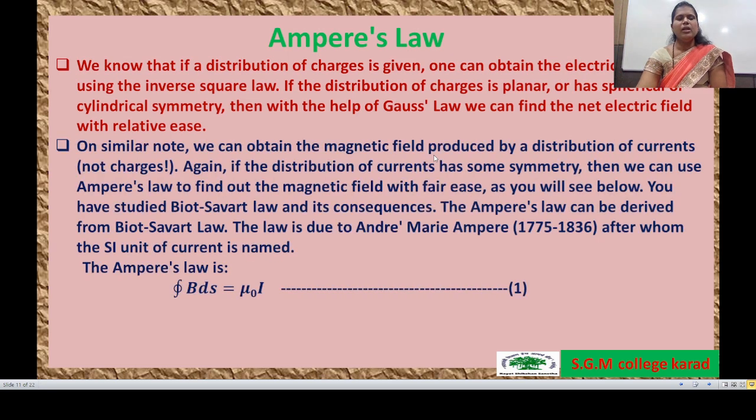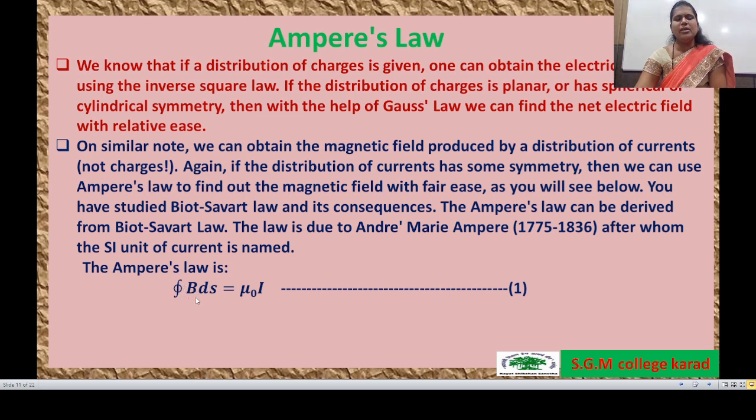Now see here, similarly for the magnetic field produced by a distribution of currents, Ampere's law is used. For a distribution of currents, Ampere's law finds the magnetic field. We have studied Biot-Savart's law, and Ampere's law can be derived from Biot-Savart's law. This law is due to Andre Marie Ampere, 1775 to 1836, after whom the SI unit of current is named. That is Ampere's law.